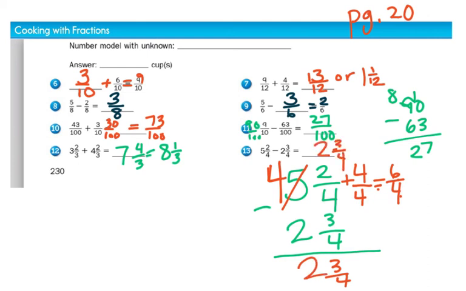2 3/4. Be careful on that one. I would guess a lot of people would just say 3 1/4, but you cannot subtract 3/4 from 2/4.